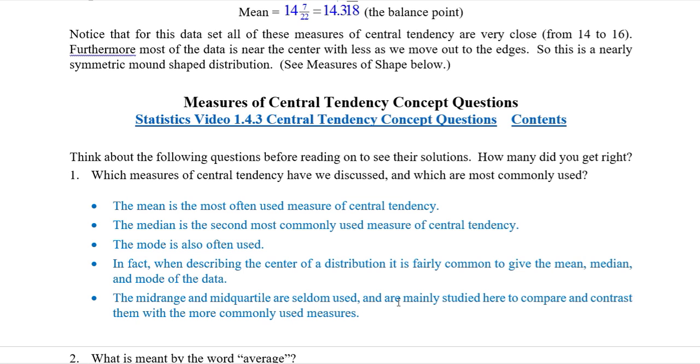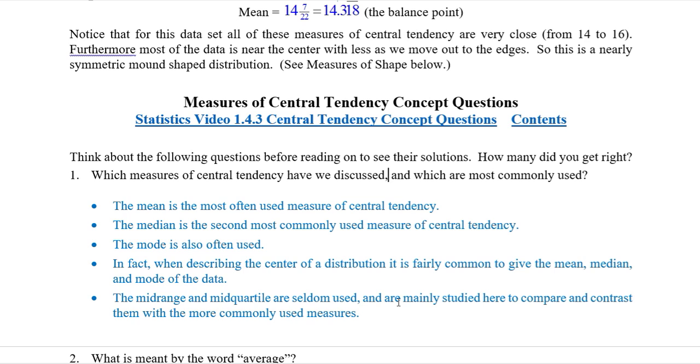That's the most often used measure of central tendency, and the median is the second most commonly used. In fact, a lot of times if you give both the mean and the median, those together can help you describe the center pretty well. The mode's also pretty often used as well. So often we'll give maybe all 3 of those measures. Now, the mid-range and mid-quartile are not used as often, and mainly we're using them here to compare and contrast with some of the more commonly used measures of central tendency.